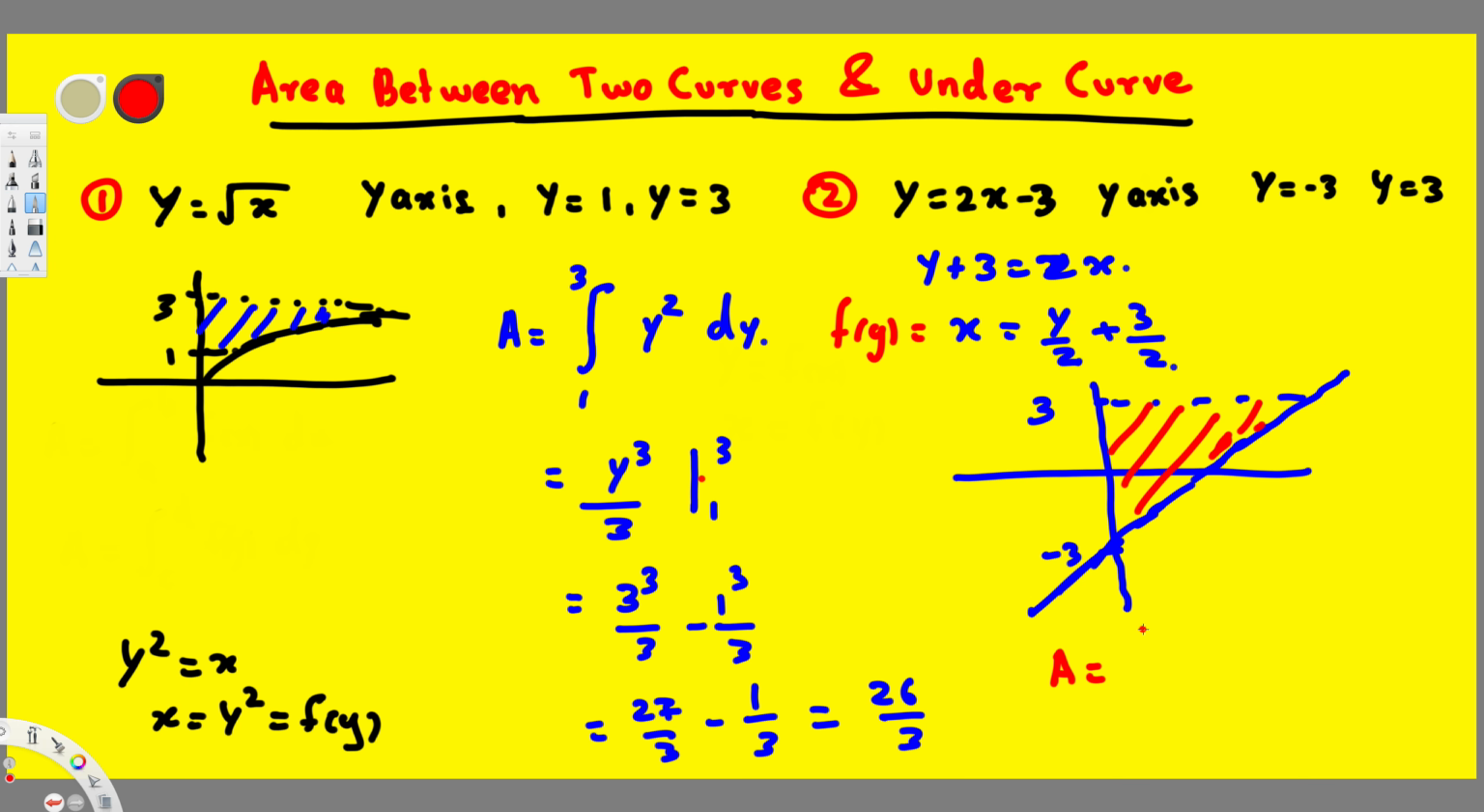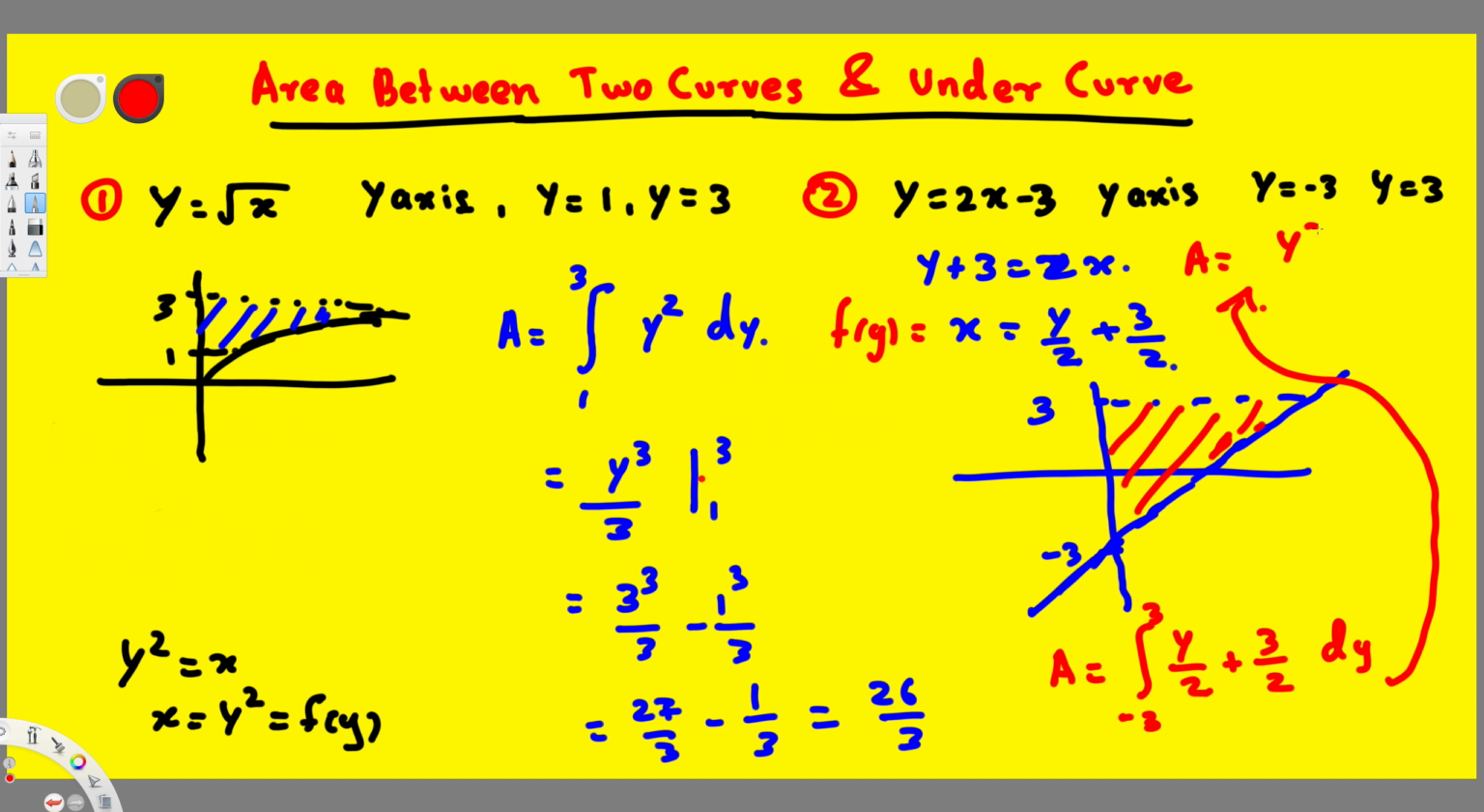Area is going to be equivalent to the integral with limits of integration negative 3 to 3, and then f of y, which is this value, y over 2 plus 3 over 2, dy. Now if we integrate this, that's going to give us y squared divided by 4. So let's continue this here. If we integrate this, this is going to give us, actually, y squared divided by 4.